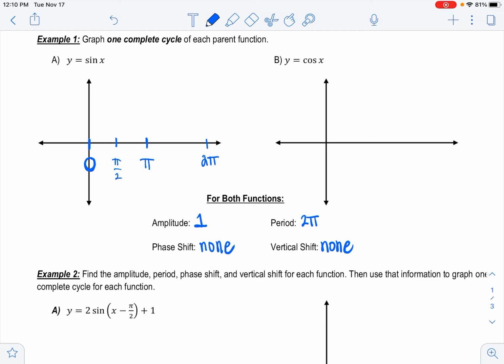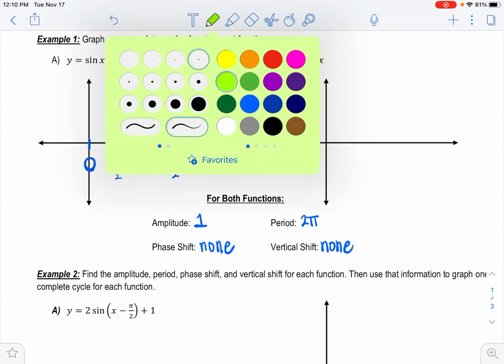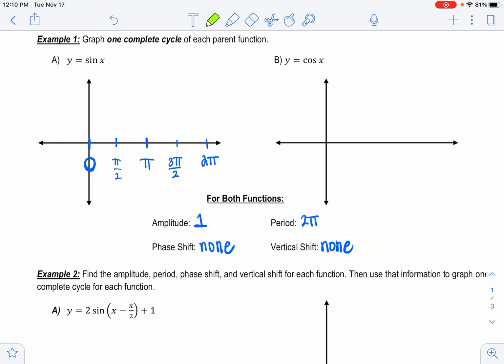Now I need a tick mark directly in between those two. What's directly in between 0 and pi? That's pi over 2, or a half a pi. And what's directly in between pi and 2 pi? Now, if you're thinking that's fine, but here's another way to think about it. Remember, it's the middle. To find the middle of two things, I add them and divide by 2. Pi plus 2 pi is 3 pi, and then divide that by 2. Okay? All right, now you're going to graph the midline.